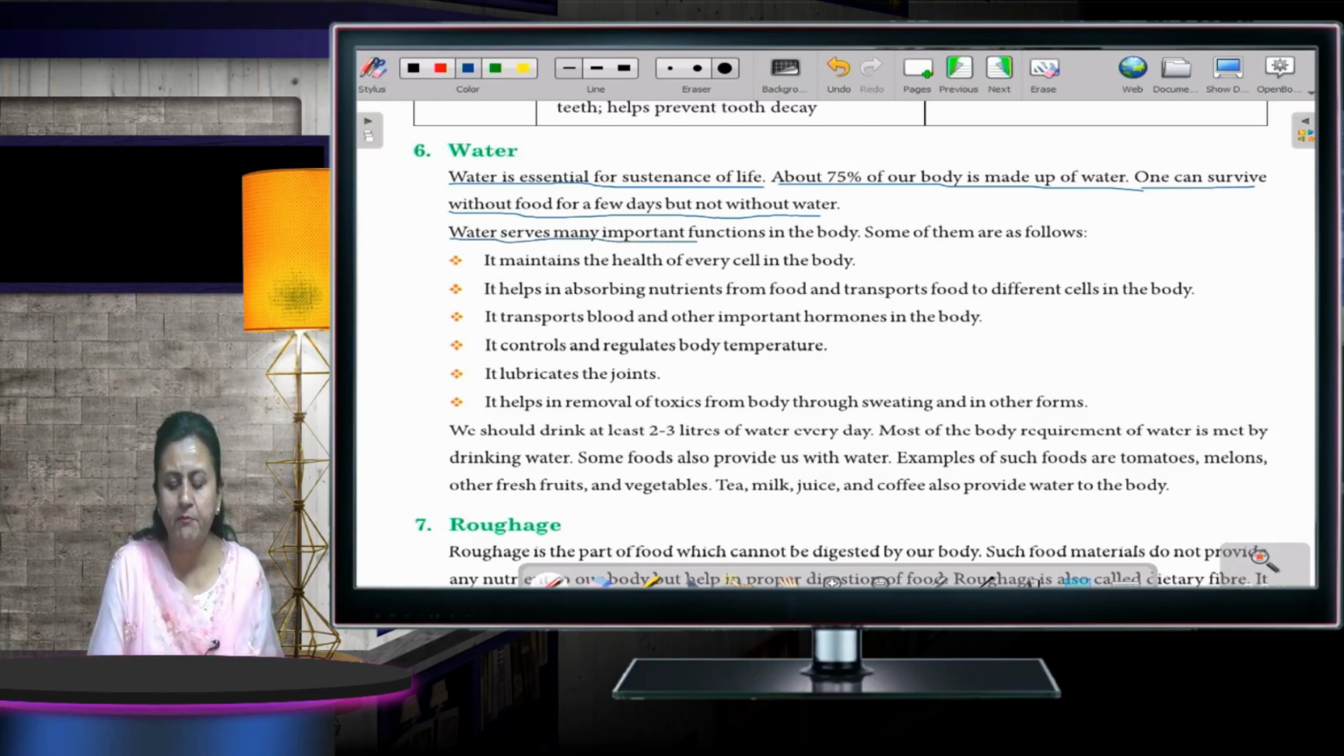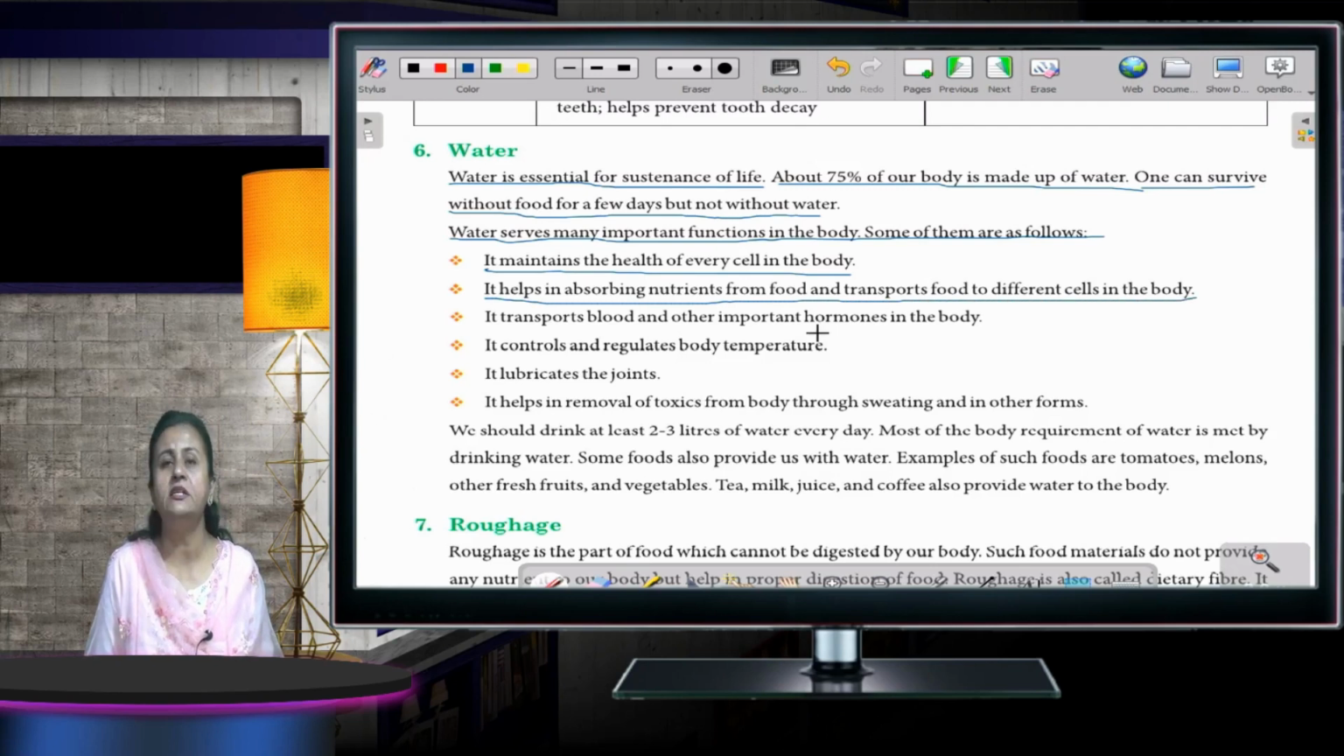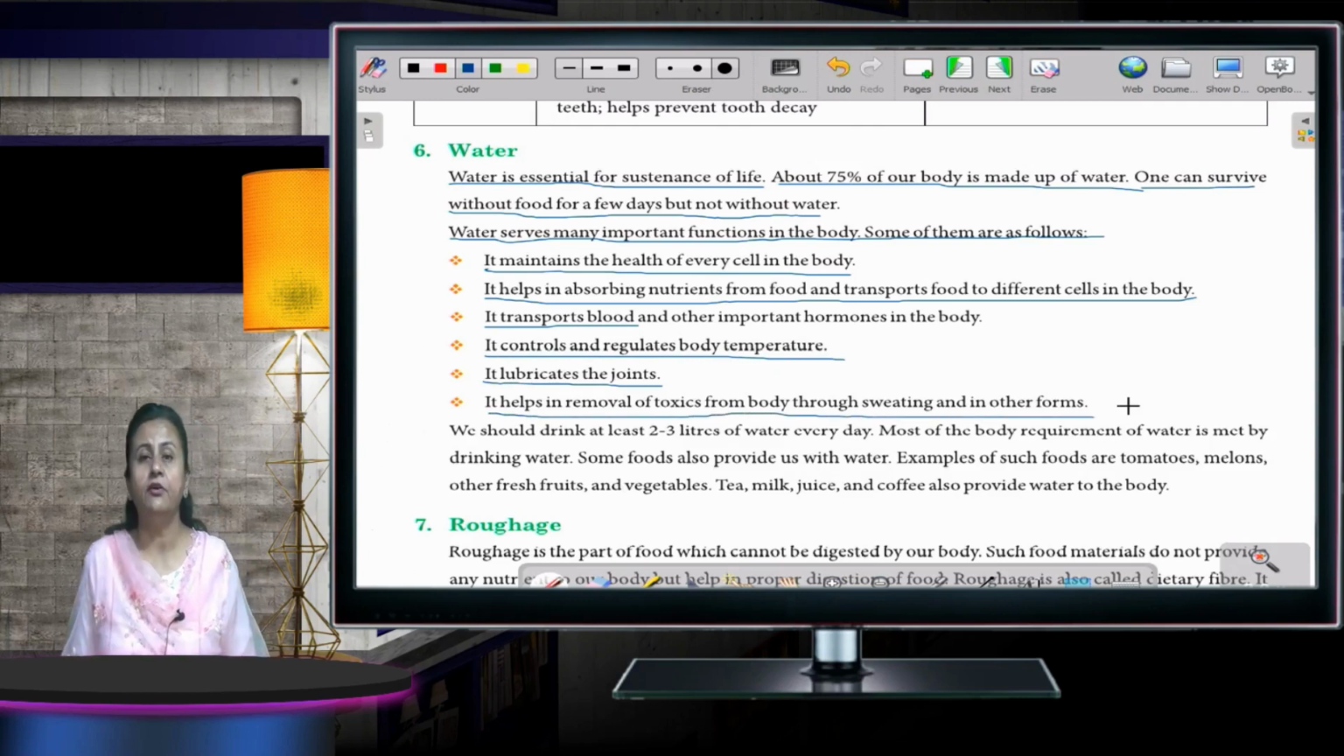Water serves many important functions in the body. Some of them are as follows. It maintains the health of every cell in the body. It helps in absorbing nutrients from food and transports food to different cells in the body. It transports the blood. It controls and regulates body temperature. It lubricates the joints. It helps in removal of toxins from the body through sweating and in other forms.